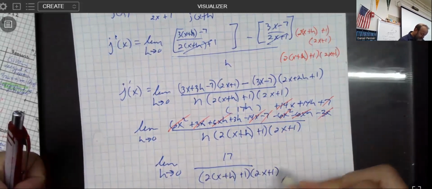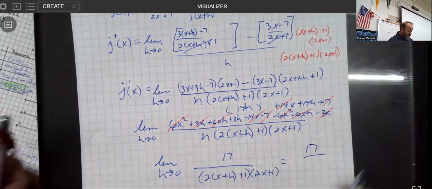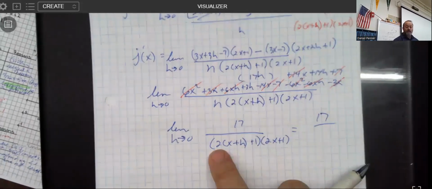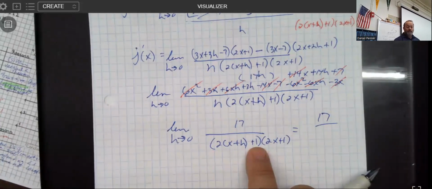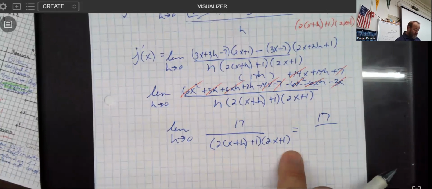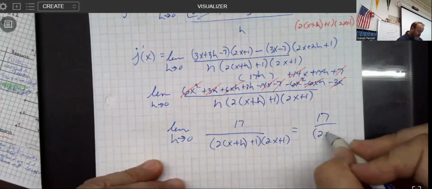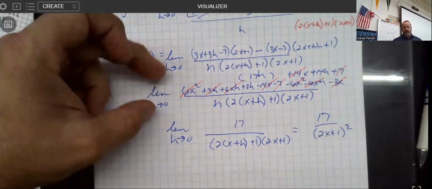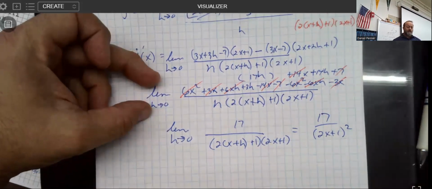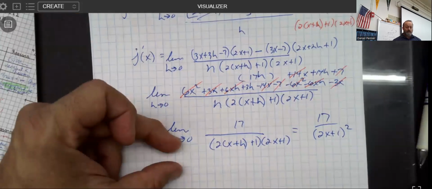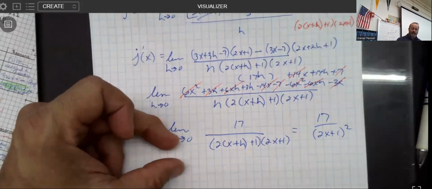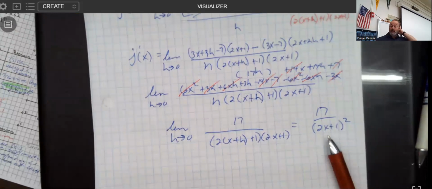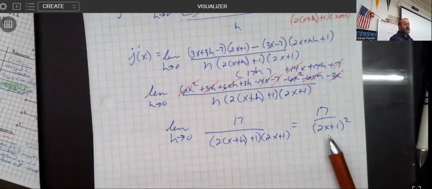And fun. As h goes to 0, then this portion is 2x plus 1. This portion is also 2x plus 1, and I got 2x plus 1 squared. Isn't that crazy how it goes from this really horrifying looking beast to something that is relatively small, and then boom, we're done. And that is the instantaneous rate of change on a rational function.